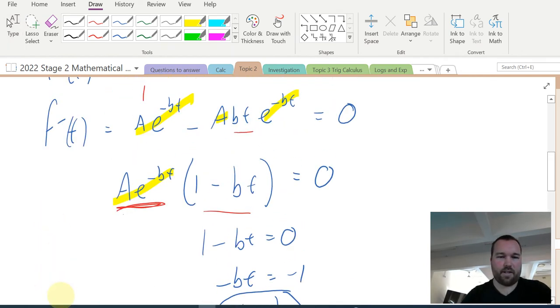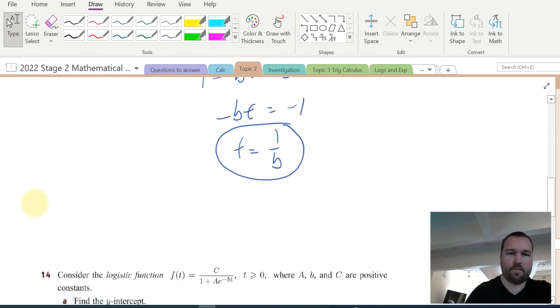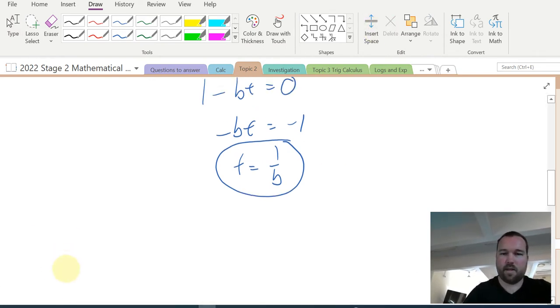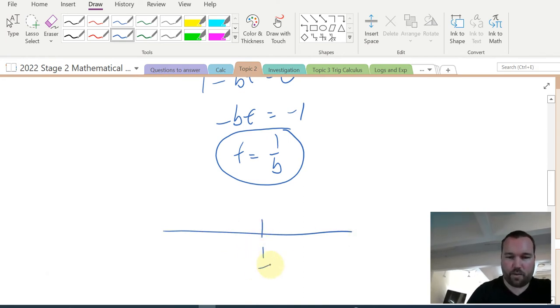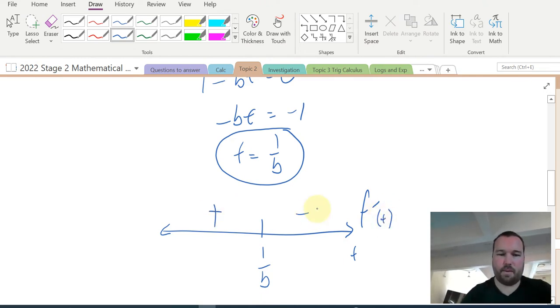So I'll draw a sign diagram. And frankly, if you're doing this in an exam, you can just put 1 on b here. This is t and f dash t. And you know it's going to be positive, negative, because it's going to be a maximum. If you were going to show that by substituting values in, you choose a value less than 1 on b. So I would choose a value of 0, because you know that's less than 1 on b, because b is a positive constant.